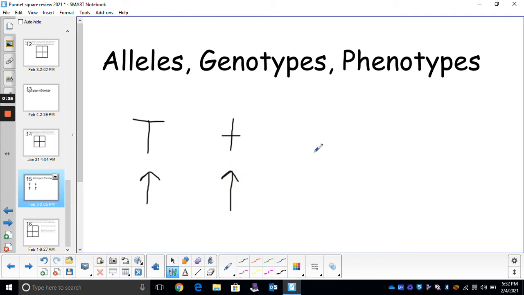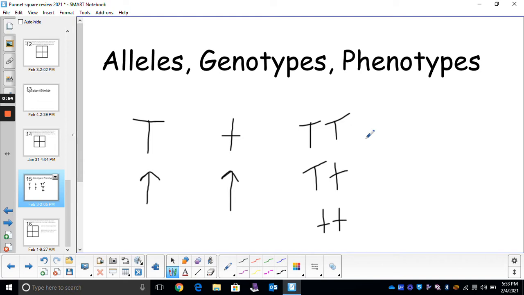Genotypes: you have two alleles making up one genotype. So you may have a homozygous dominant genotype. You may have a heterozygous genotype. You may have a homozygous recessive genotype. Genotypes are the letter combinations that represent your alleles, or your genetic makeup.